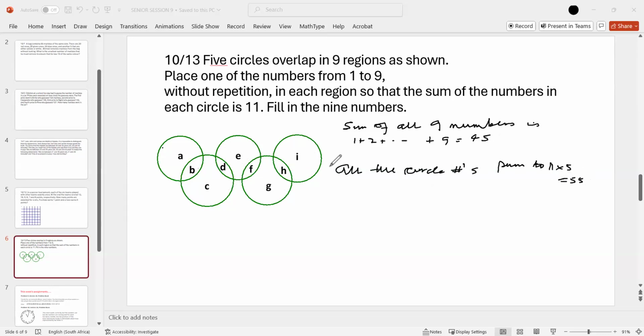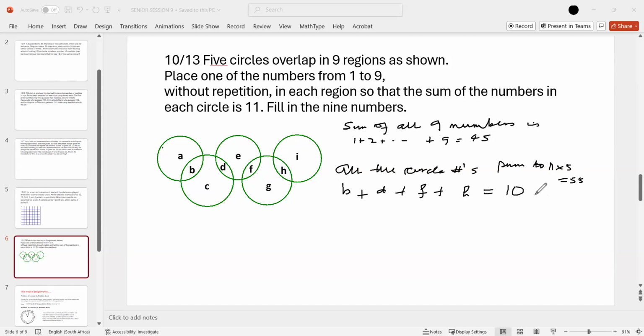The reason why you got extra is because these numbers here are counted twice. B, D, F, and H, those numbers, are counted twice. This one is counted in these two circles, again counted in these two circles, and counted in these two circles. So each one of them is counted twice. Those are the only ones which are counted twice. None of the others are. So the sum of these contributes to the extra we have: 55, and we had 10 more. And where did the 10 come from? It came from this.